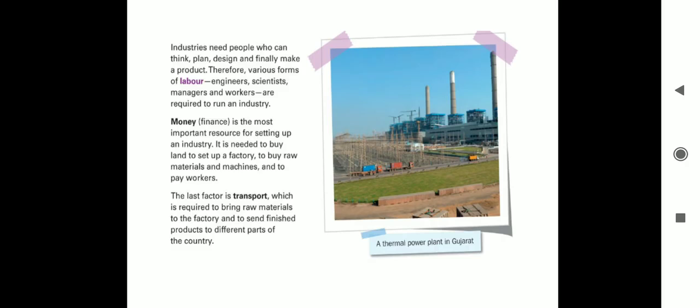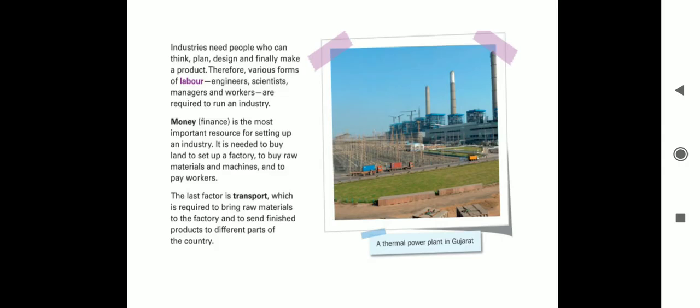There are national banks, there are private banks. There are many banks; you must have heard the names, or maybe you have visited a bank also. We have our own account, we can deposit money, we can withdraw money. Now, coming to the last factor.